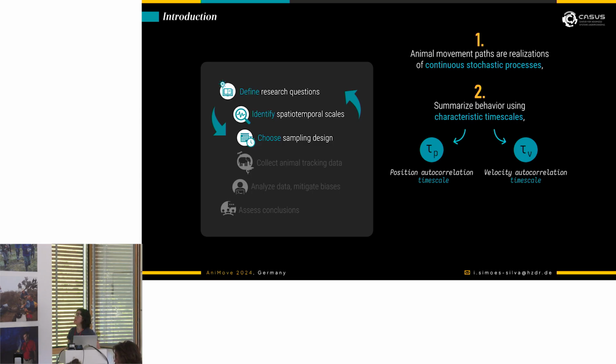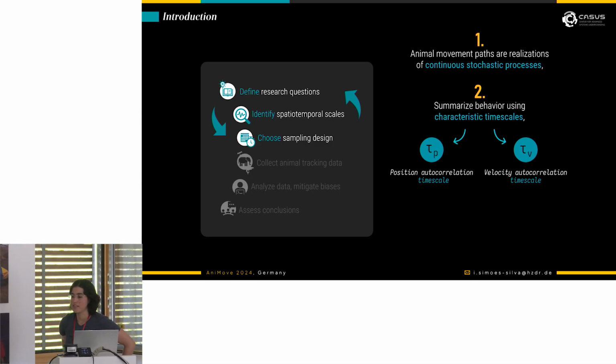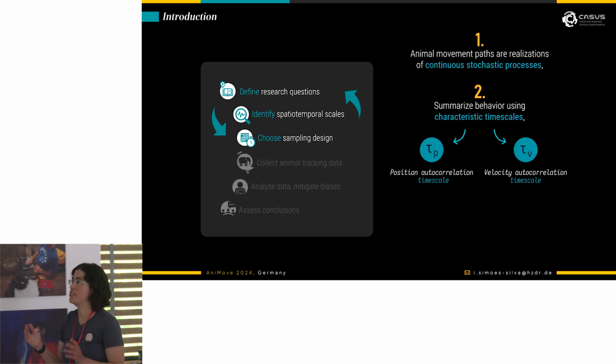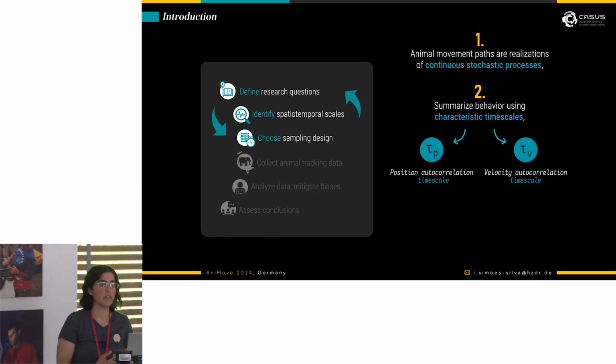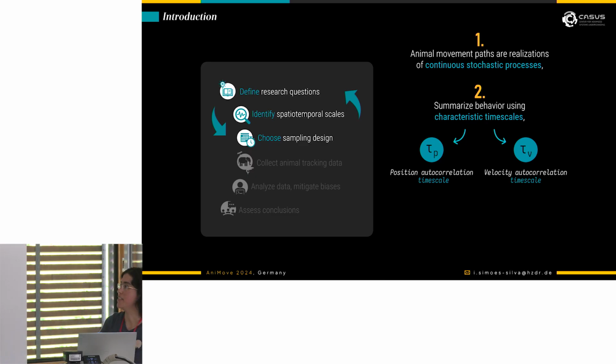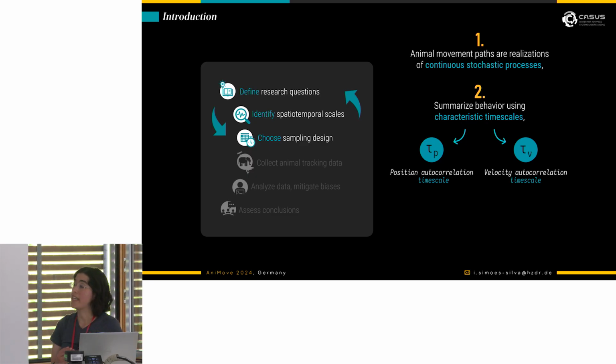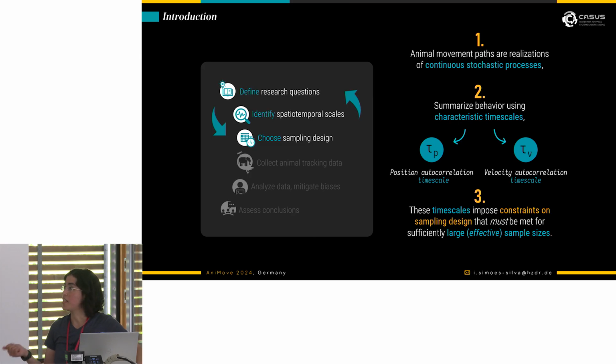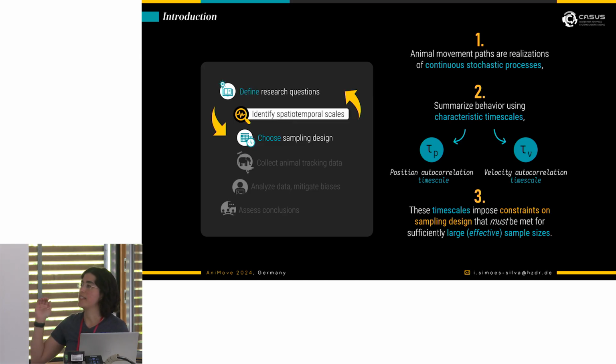The good thing, though, is that we have prior information, and we go through this understanding that we've been talking about all day, about animal movement being a realization of these continuous stochastic processes, and that we can summarize behavior with these characteristic timescales: the position autocorrelation that we've been talking about a lot, the home range crossing time, and the velocity autocorrelation timescale. By imposing constraints on the sampling design, they inform what we should be doing.